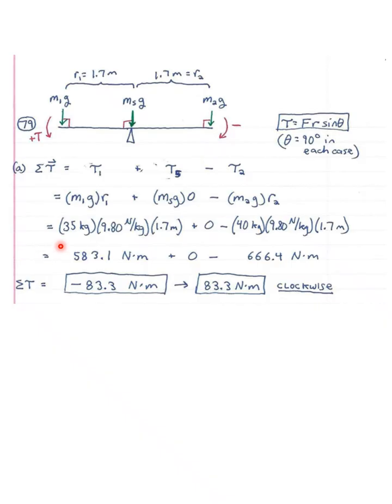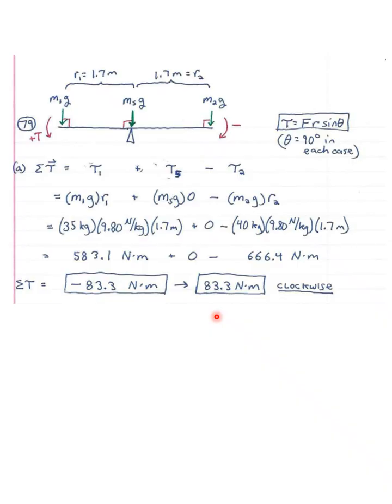So the child on the left is giving a counterclockwise torque of 583.1 newton meters. The seesaw itself is 0. The child on the right is contributing 666.4 newton meters in the clockwise direction, and that's why it's negative. So in the end, it comes to be negative 83.3 newton meters, or if we give it as a magnitude and direction, we can say 83.3 newton meters clockwise.